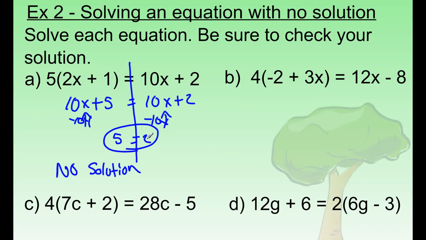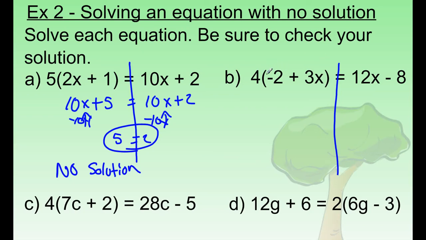Letter B. Same thing. I'm just going to solve the equation like normal, because later on you're going to see problems that say solve the equation if possible. So there will be some that you won't be able to solve, like these, and there'll be some that you can solve, like the ones we saw previously.